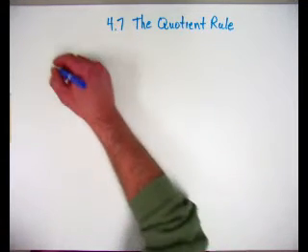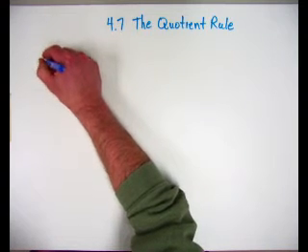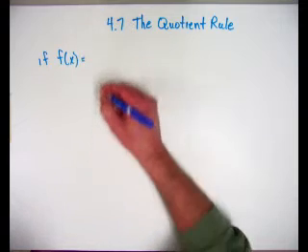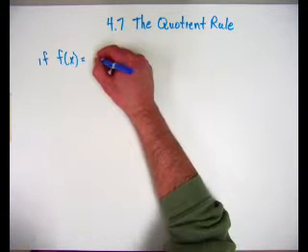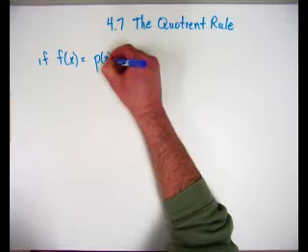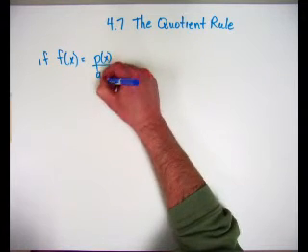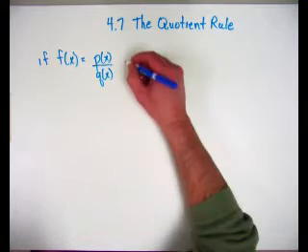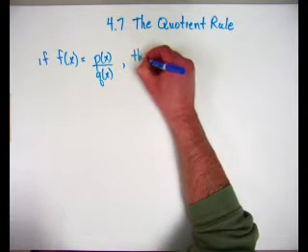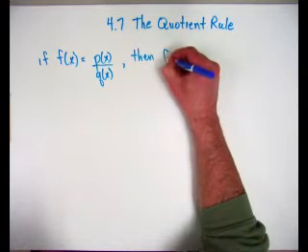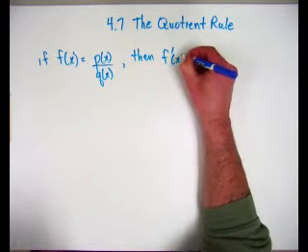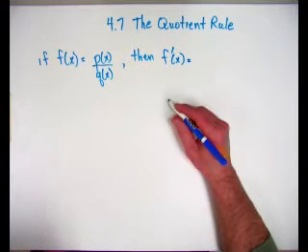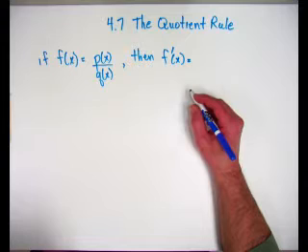The quotient rule says if you have a function f of x, and that function can be expressed as a quotient, so some function p of x divided by some function q of x, and you're asked to differentiate that function, then the derivative f prime is equal to, now just like the product rule, it's simply a rule. It's not difficult. You just have to memorize the rule.